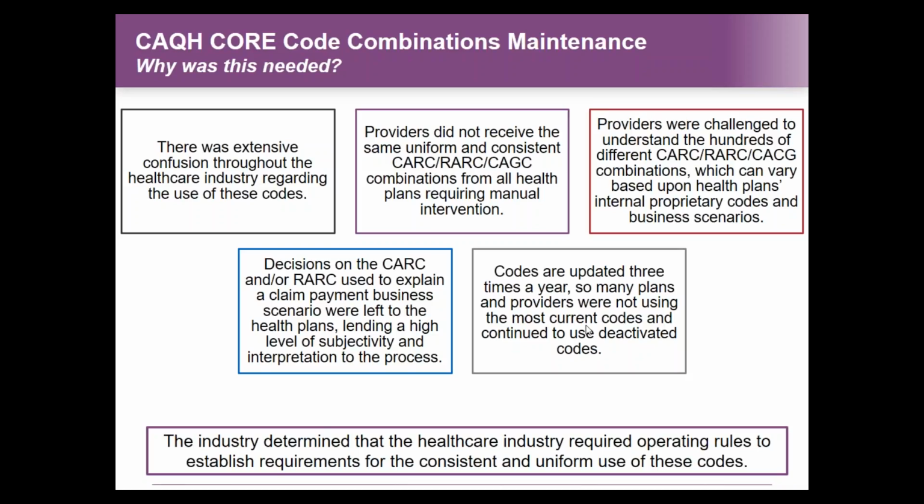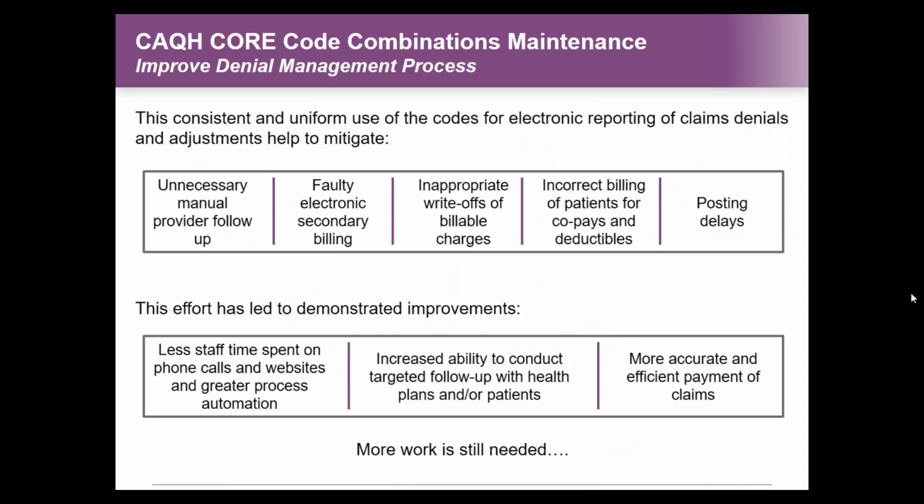On the next slide, you can see that with a consistent set and usage of the codes by all stakeholders within the industry, it helps mitigate a lot of the problems that the providers have. They could reduce any unnecessary manual provider follow-up. If we can reduce phone calls and clicks on a website, it helps reduce that problem for the providers. With a consistent set of codes, it also mitigates faulty electronic secondary billing or even rebilling, because the provider will have a clearer understanding of exactly what they have to do next in their business process to process that AR.